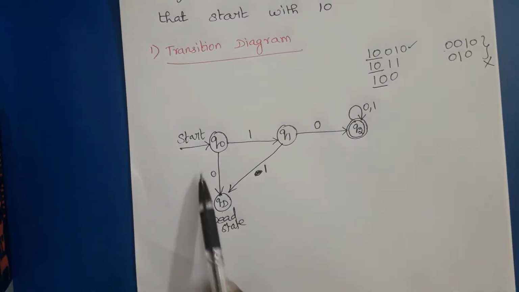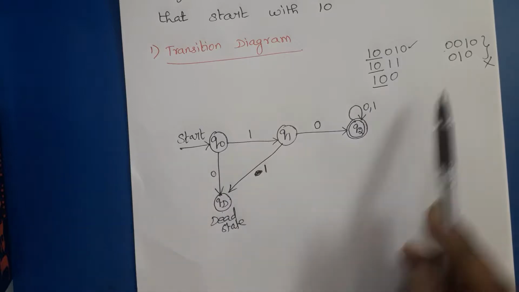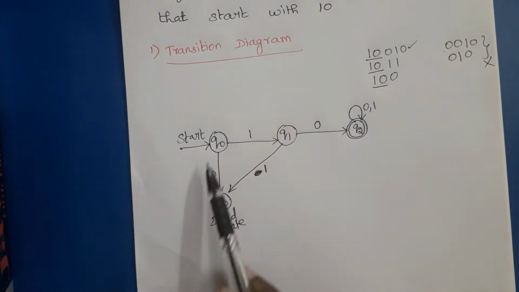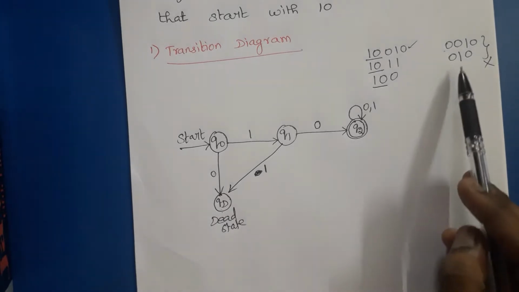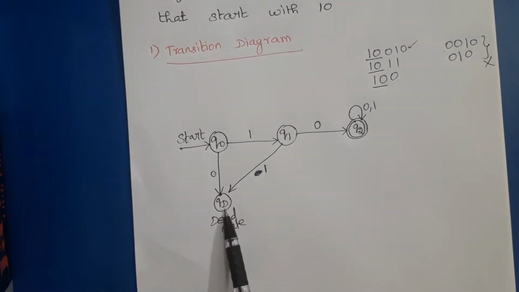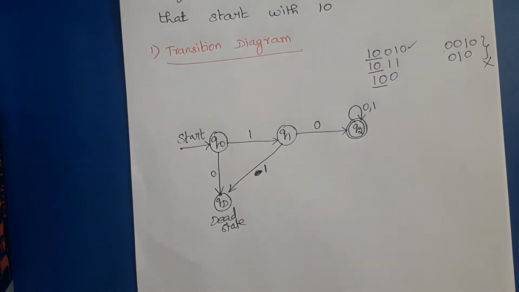Similarly for 010, we will always start from the start state Q0 only. So for the first input symbol 0, it goes to QD. Then for 1, there is no transition from QD. So this is also rejected by our DFA.